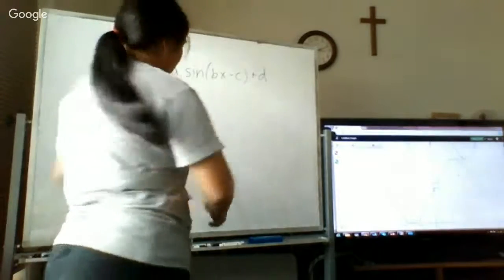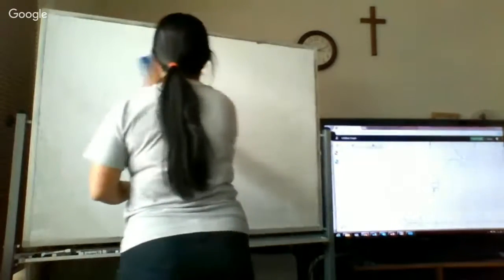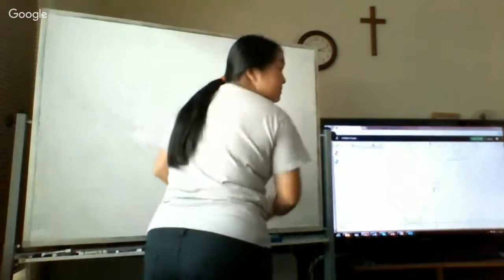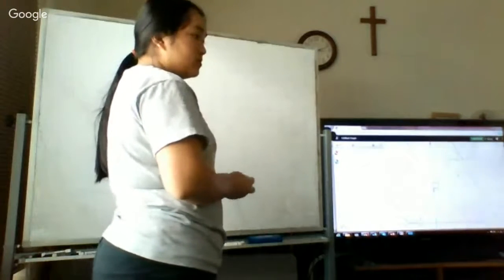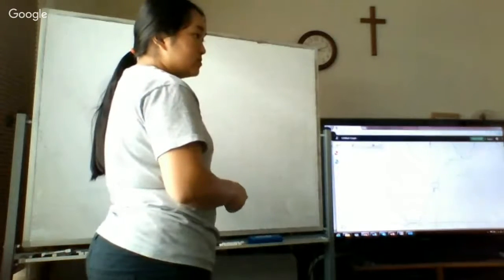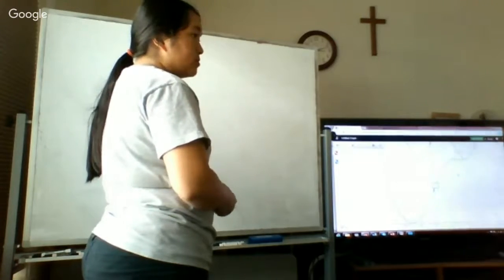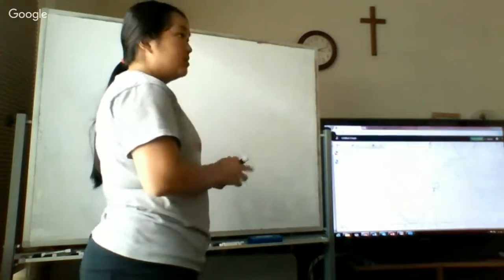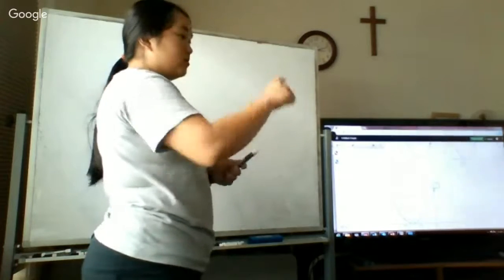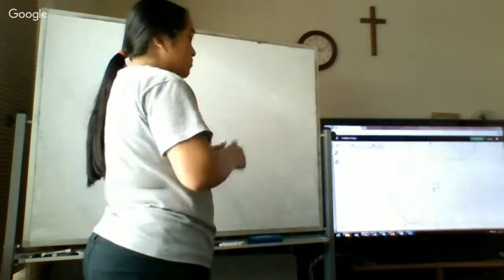So why don't you guys try a few of these? One more question. Yeah. For the periods and the period lengths, are these exclusive to sine functions, or can these definitions be used for all the functions? The period thing, the 2 pi over b, that's for both sine and cosine.